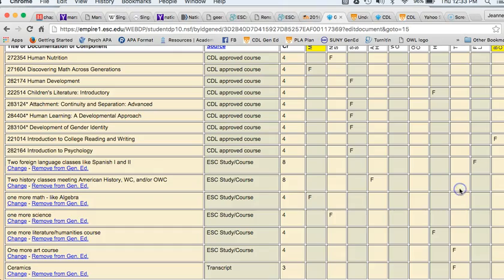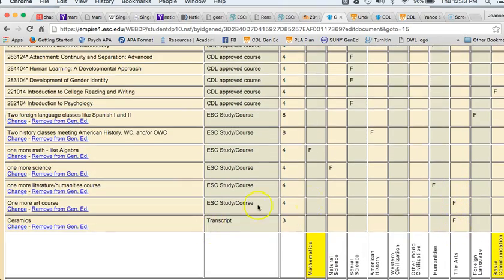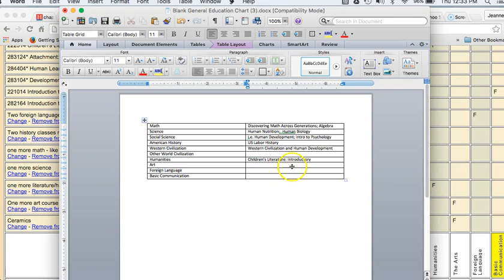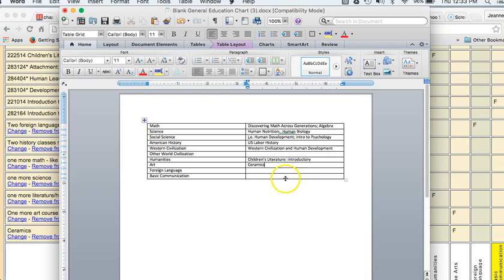Art, let's see if the student has art. Here's the arts. Ceramics, I did say I wanted one more art course, but let's just go with ceramics because that's on here. And the student does not have foreign language yet, but I did recommend it. So I will put in Spanish 1 and Spanish 2.